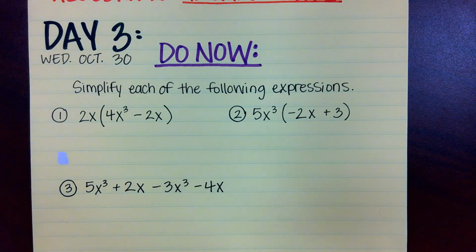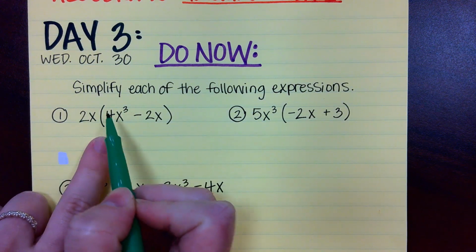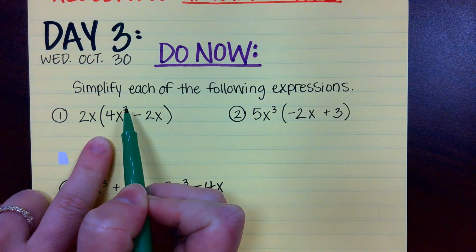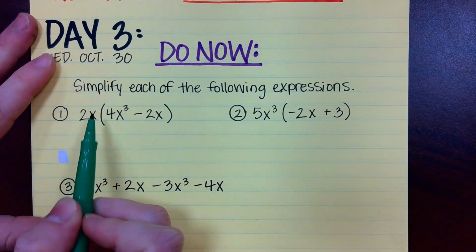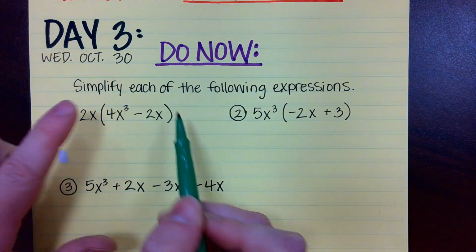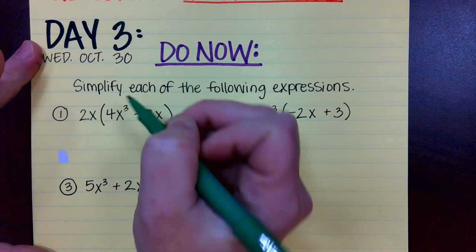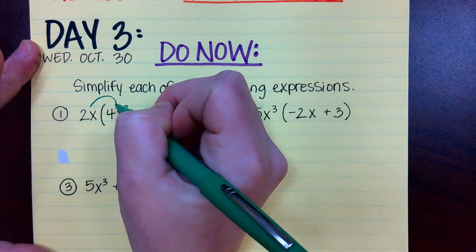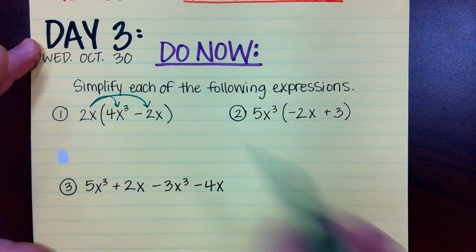For number 1, I have 2x times the quantity here of 4x to the third power minus 2x. Whenever I have a number or a term that is outside of some terms in parentheses, what operation are we doing? Multiplication, distribution, absolutely. So I like to start by drawing my arrows just to show what I'm doing there.